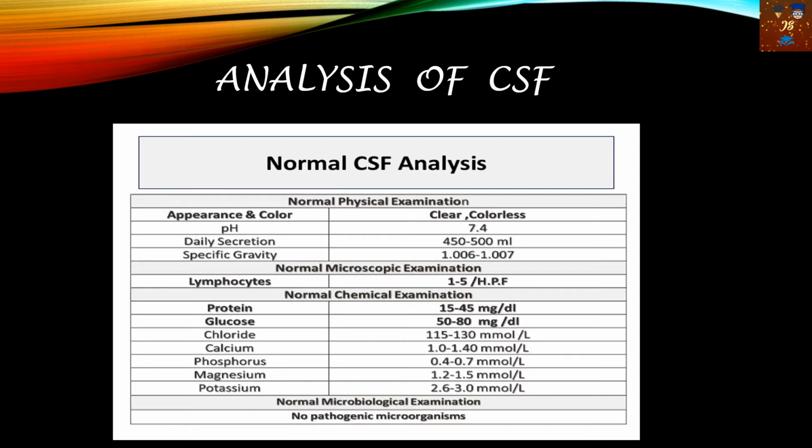Normal chemical examination, that is protein 15 to 45 milligram per deciliter, glucose 50 to 80 milligram per deciliter, chloride 115 to 130 mmol per liter, calcium 1.0 to 1.40 mmol per liter, phosphorus 0.4 to 0.7 mmol per liter, magnesium 1.2 to 1.5 millimole per liter, potassium 2.6 to 3.0 millimole per liter. And it is written here that normal microbiological examination shows no pathogenic microorganisms.